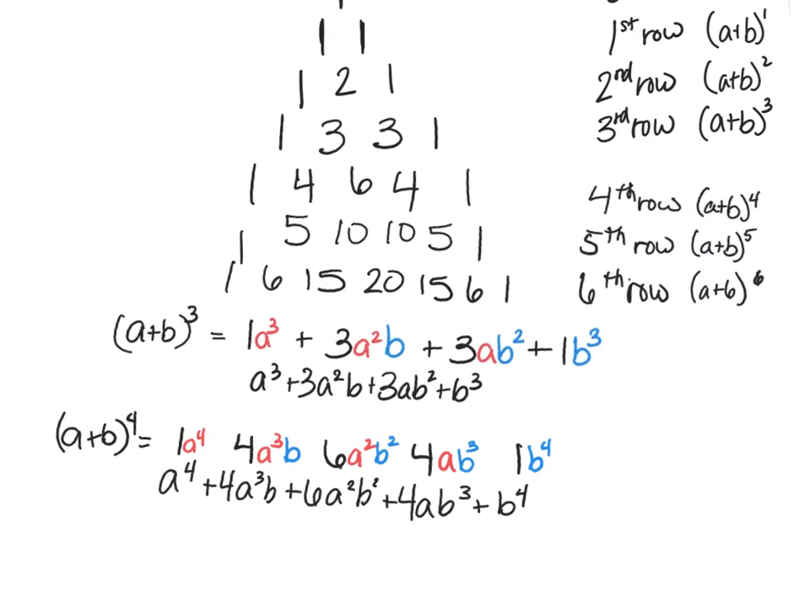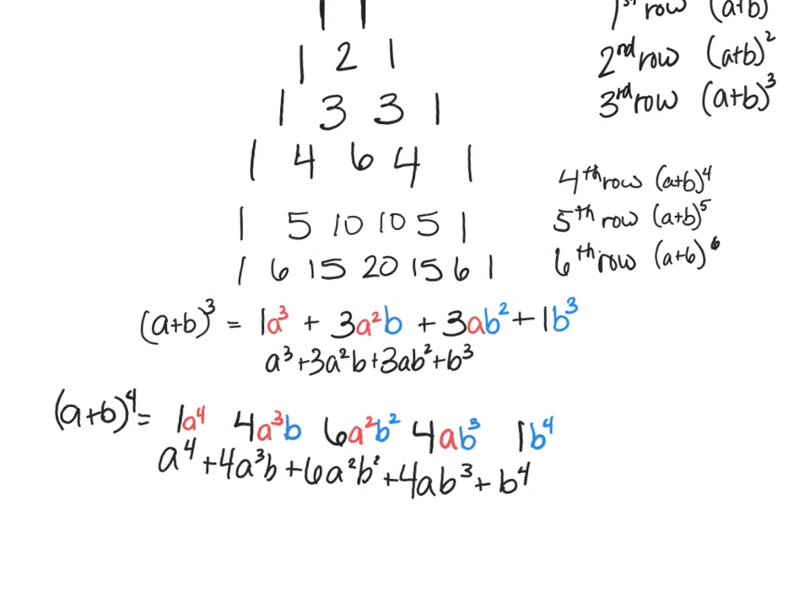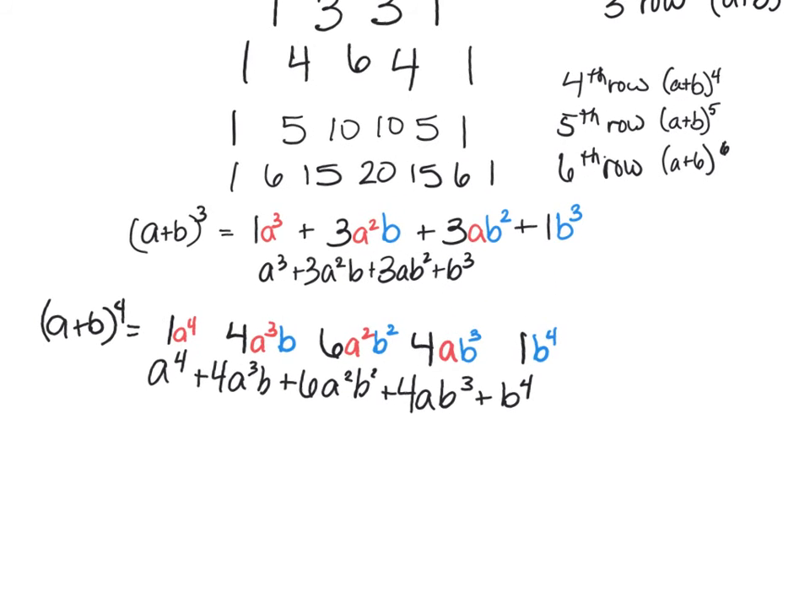Okay, this did not work the way I wanted it to. There we go. So this is 2y minus 4 to the fifth power. Okay, so we're going to start with our coefficients. 1, 5, 10, 10, 5, and 1.